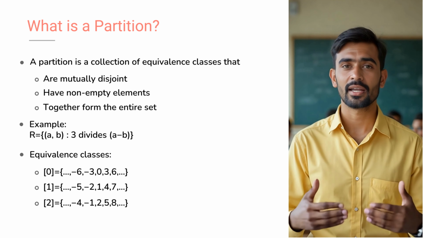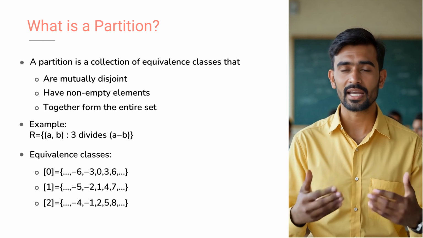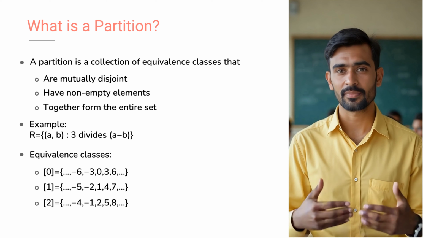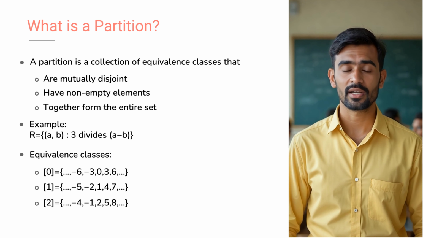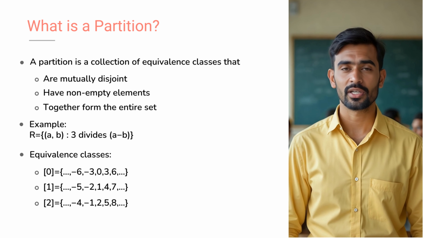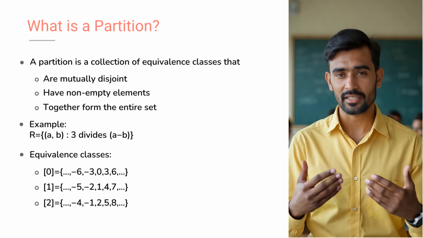Now, here's the connection. The collection of all equivalence classes of a set under an equivalence relation is called a partition of that set. That means every element of the set belongs to exactly one equivalence class. The classes are mutually disjoint, no overlaps. Their union gives the entire set.